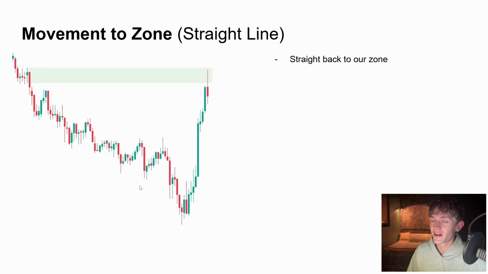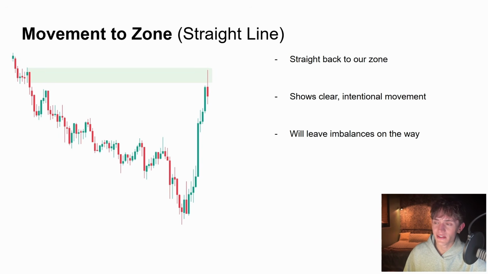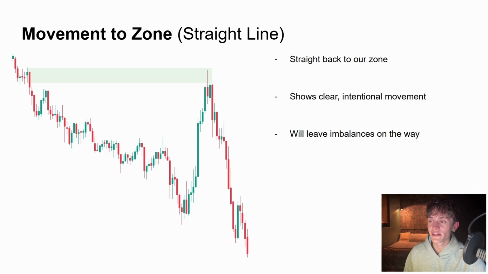So after we break that low, it comes back up really, really cleanly. This is just going to show clear and very intentional movement from investors. And it is also going to leave imbalances on the way if there is enough volume. As we can see here, there is a fair value gap. We don't need to look too much into those, to be honest, but it's just once again going to be another confluence, because price consistently likes to fill imbalances within the market.